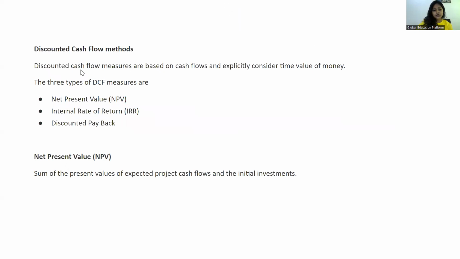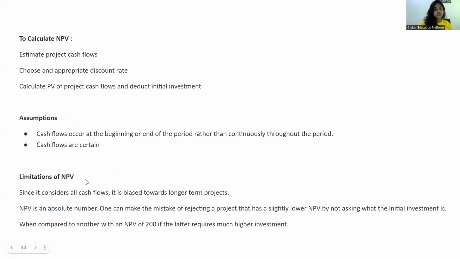Discounted cash flow methods. Discounted cash flow measures are based on cash flows and explicitly consider time value of money. The three types are net present value, internal rate of return, and discounted payback. So we will look at these separately. Net present value is the sum of the present values of expected project cash flows and initial investments. So the calculation is as follows. Estimate project cash flows, choose the appropriate discount rate, because usually the discount rates are given. Then you calculate the present value of project cash flows and deduct the initial investment.